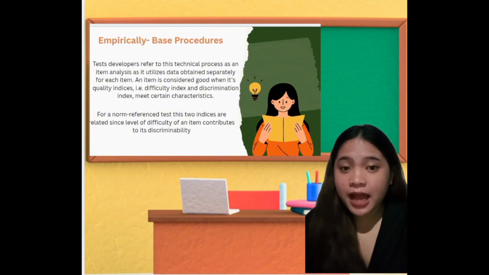Discrimination Index, kakayahang mag-iba ng antas ng estudyante. Sinusukat kung ang tanong ba ay nakakapagpakita ng pagkakaiba sa pagitan ng magagaling na estudyante at sa hindi masyadong nakakaunawa. Kung ang mahusay na estudyante lang ang nakakasagot ng tama at karamihan sa hindi masyado ang mali, ibig sabihin maganda ang tanong.